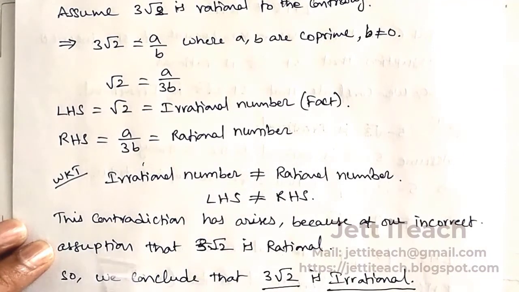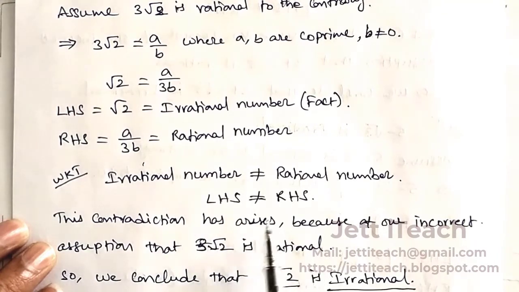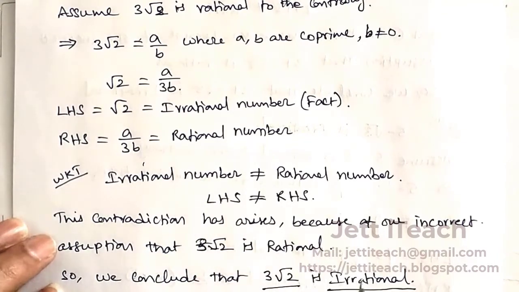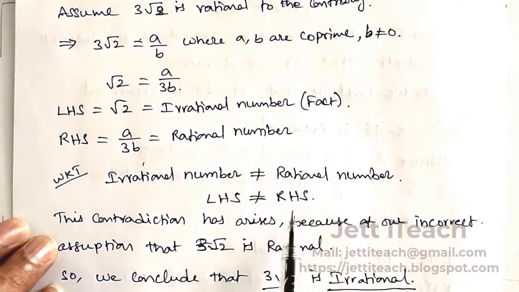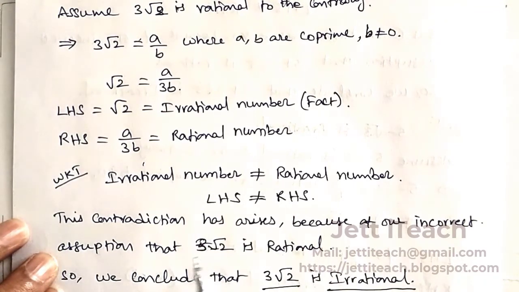We know that an irrational number is not equal to a rational number, so LHS is not equal to RHS. Why is LHS not equal to RHS? This contradiction has arisen because of our incorrect assumption that 3 root 2 is a rational number. So because of this incorrect assumption, we got LHS not equal to RHS. So we conclude that 3 root 2 is an irrational number.